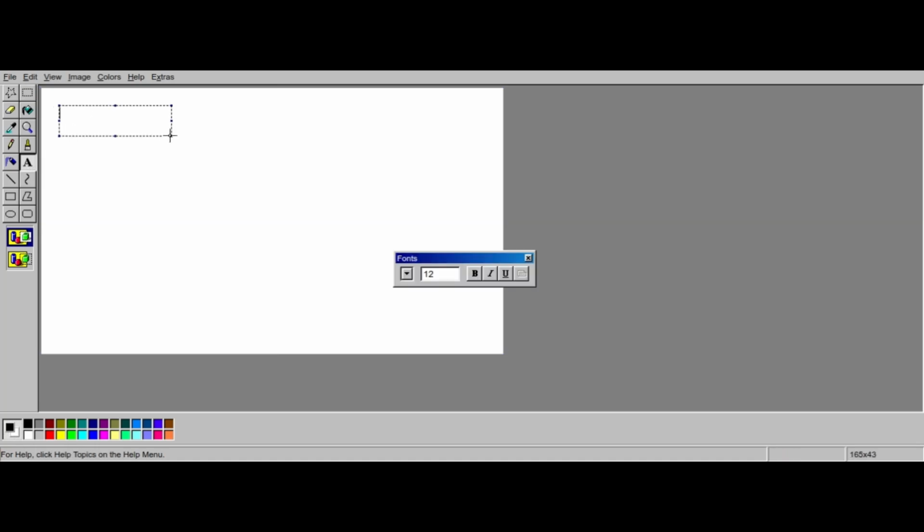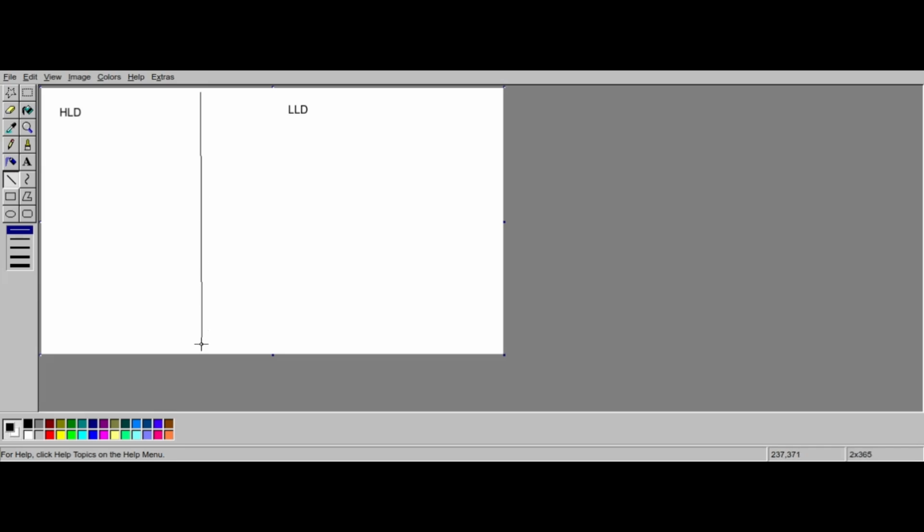This part is the high level. Just write this: HLD means high level design, and LLD means low level design. So just divide the high level and low level design. First, high level design.